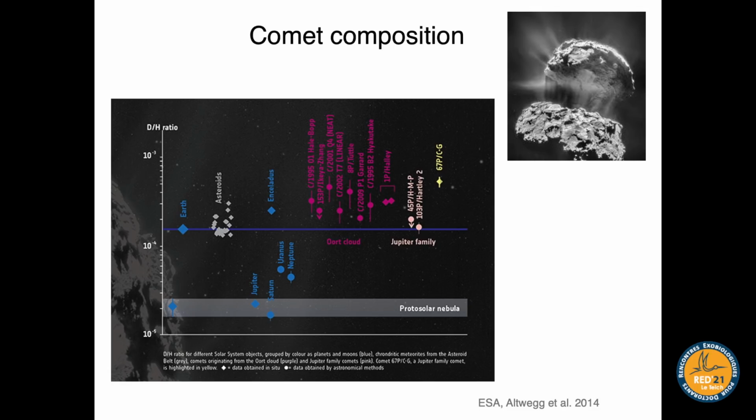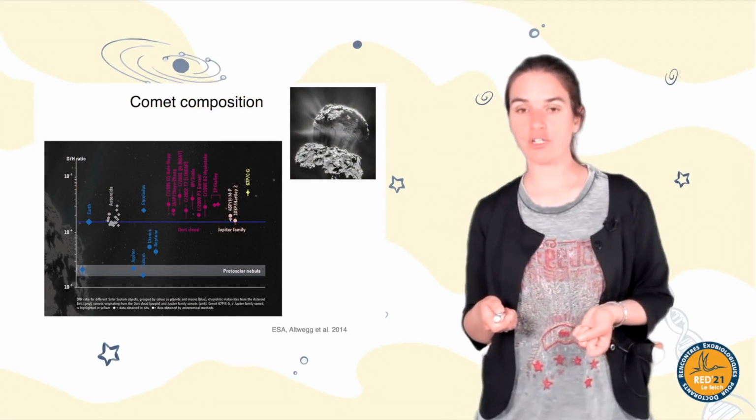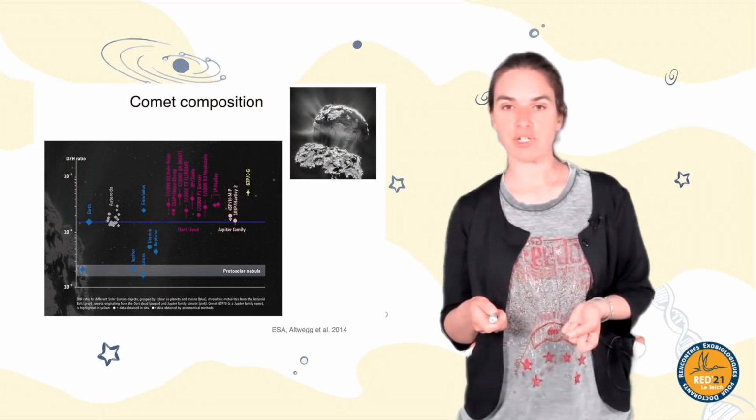Here you will see the composition in the hydrogen ratio of Earth, of different asteroids, and of some other planet, and also from some comets. They have measured the composition of the Jeramanco comet, and you can see that this composition is heavily enriched in hydrogen in the D/H ratio.